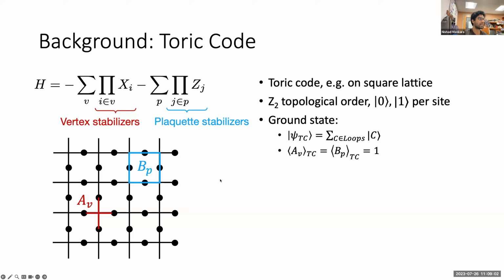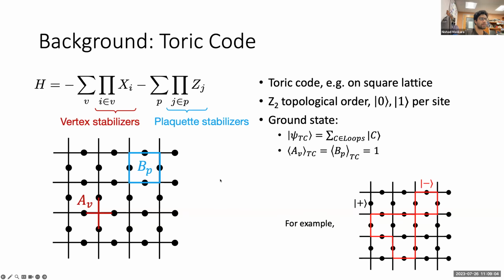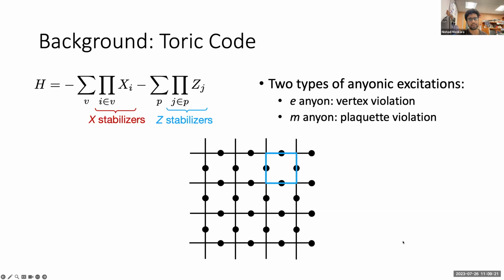Now, the ground state of this system is composed of essentially a superposition over all loop configurations. So you can think about a loop as being occupied or unoccupied, depending on whether it's in the plus state or the minus state. And the toric code ground state is an equal weight superposition over all valid closed loop configurations.